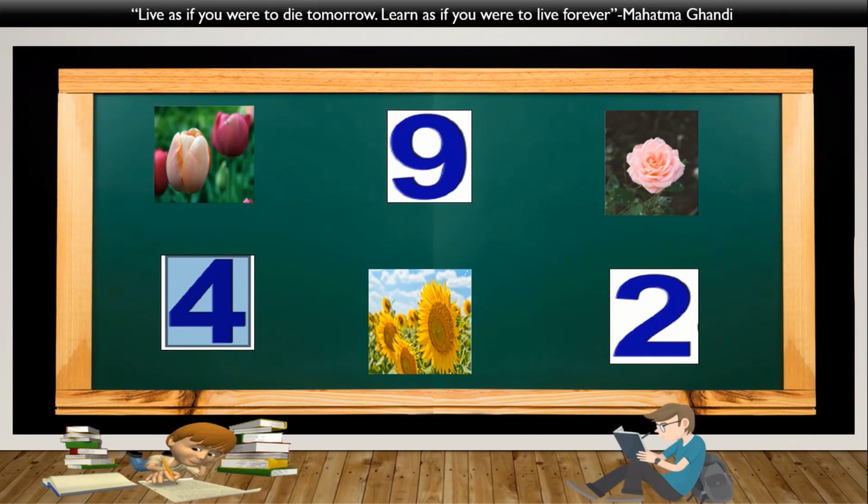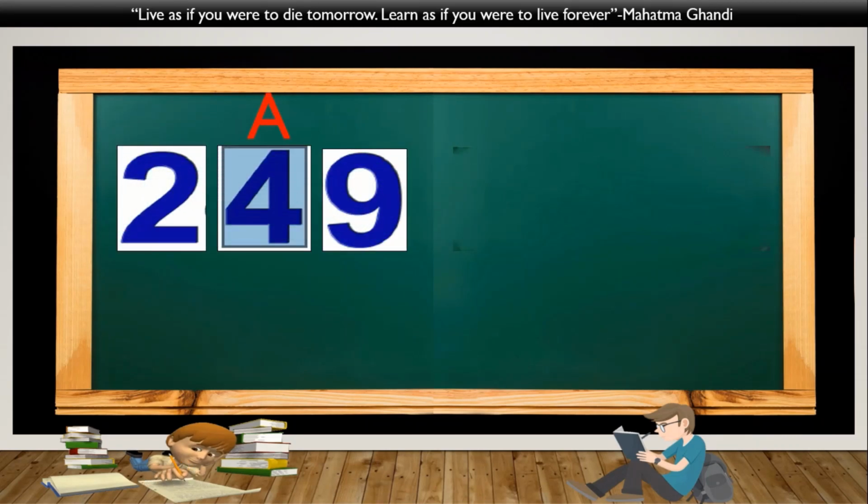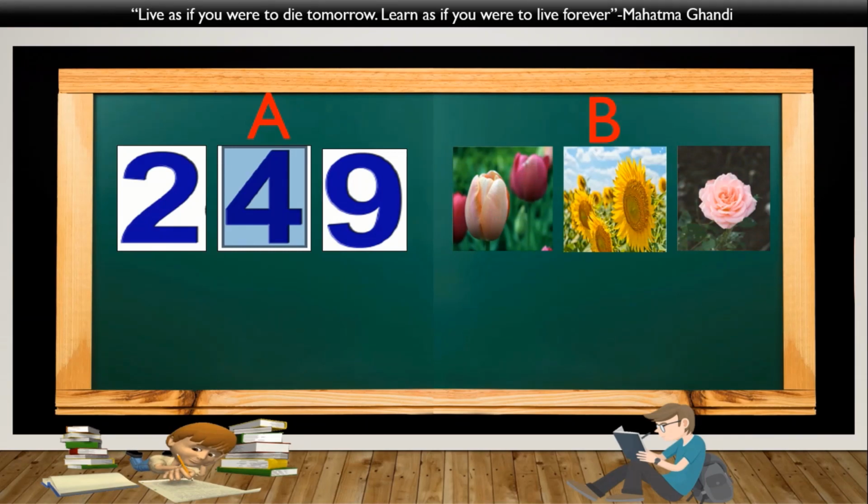Okay, so I have here 6 images. From this, let us try to group this. We have the first group, the set of numbers, and the second group, the set of flowers. Let us recall how to write a set notation representing each of the groups. Here is our first group. Shall we say our first group is set A? And the elements are 2, 4, and 9.